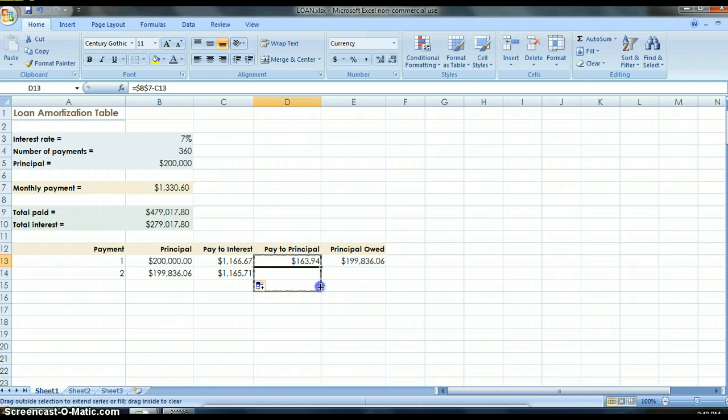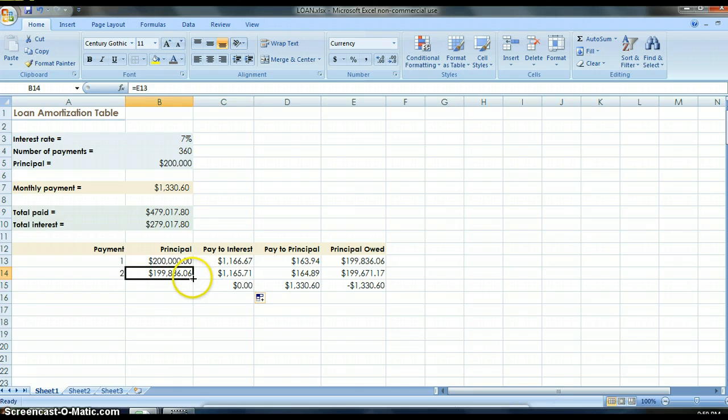Fill down your next one. Oops, I went too far on that. Fill down your next one. If we continue down like that, then you can see how it changes over time. That's all there is to these.